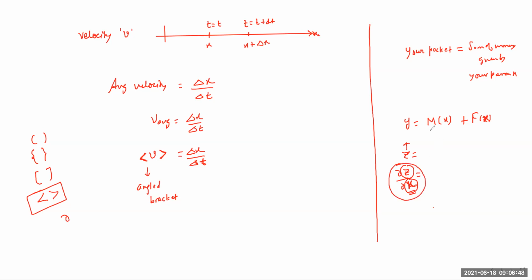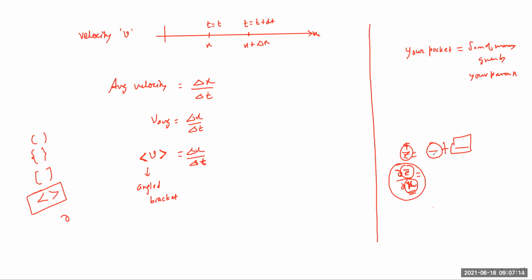Partial means out of the two variables you have, you look at which one is changing the value of z. Yes, it's very confusing. So when a function depends on multiple parameters, like z depending on two parameters, and you want to know the change of z because of one of them only, ignoring the contribution of the other, then use the partial derivative. That is the meaning of partial derivative.